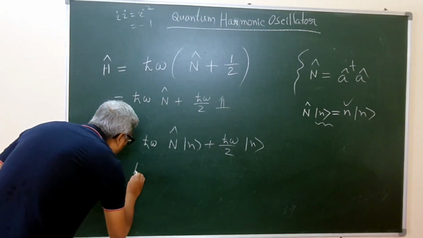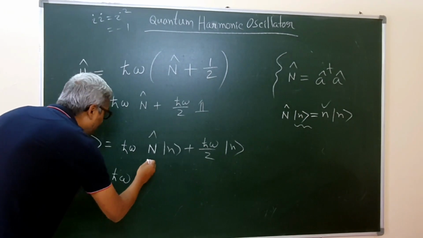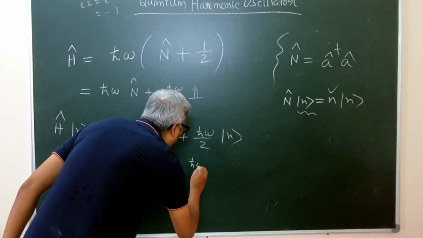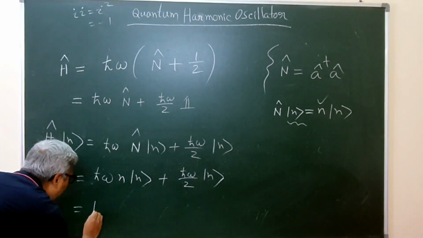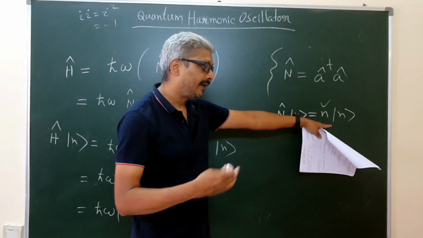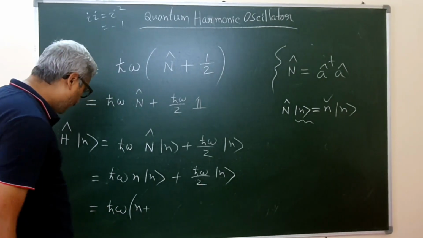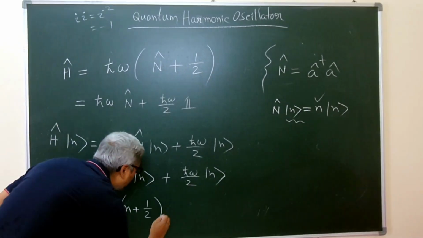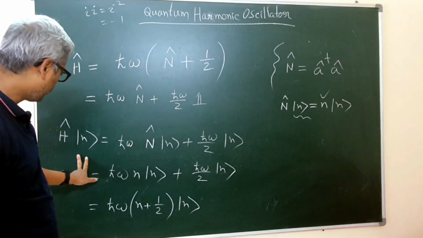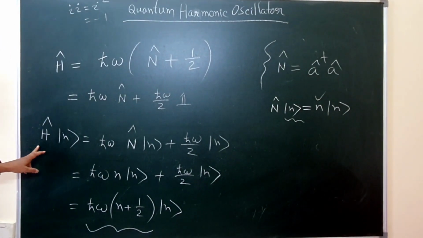So this is equal to ħω times N acting on |n>, which gives us the eigenvalue times the state again. This small n, these are the eigenvalues, times the number state |n>, plus ħω/2 |n>. We can take ħω as common, and n is just a number here because it is an eigenvalue, a real quantity, the eigenvalue of a Hermitian operator. So this will be (n plus half) times |n>, because on the right-hand side there is this state again. So what we obtained is that the Hamiltonian acting on this state gives us some eigenvalue times the state again. That means these are eigenstates for the Hamiltonian also, with these eigenvalues.